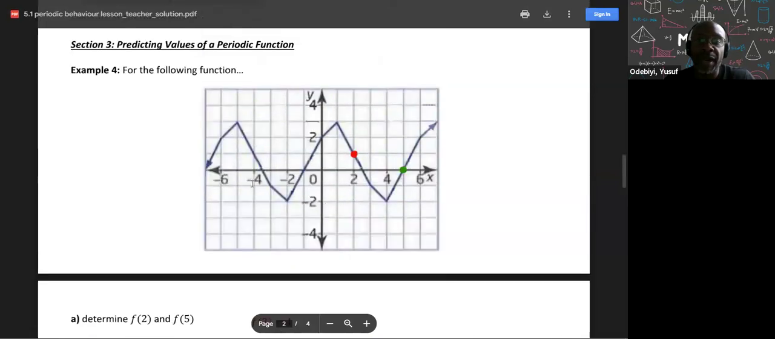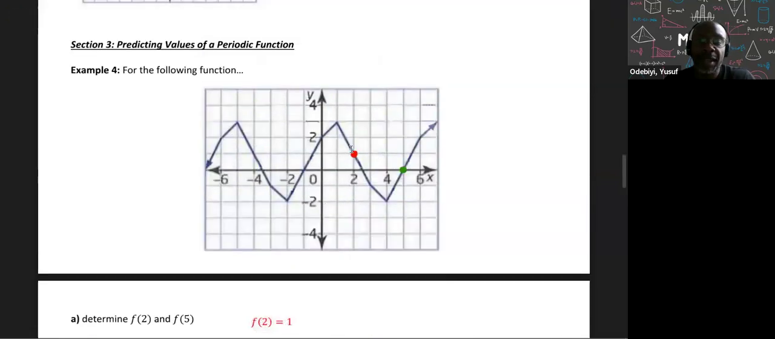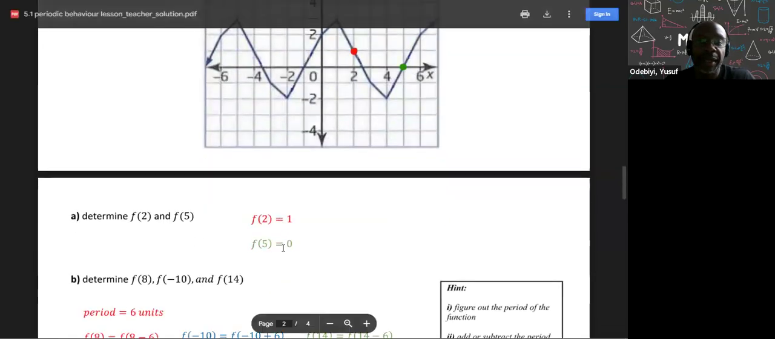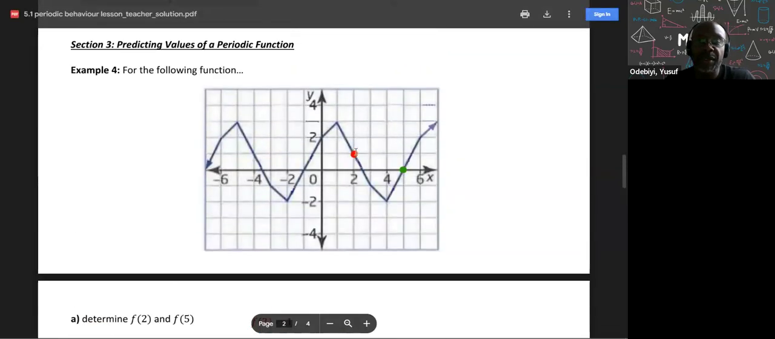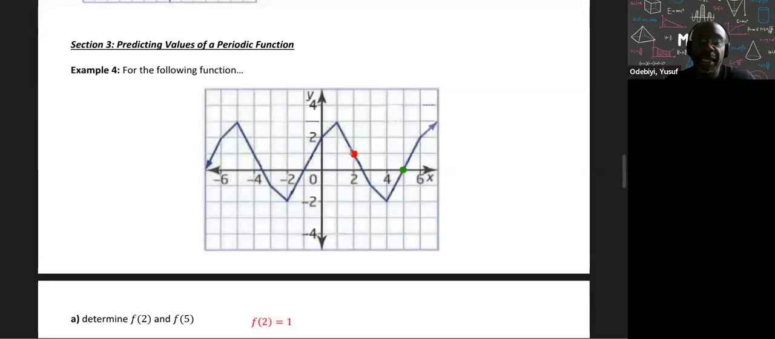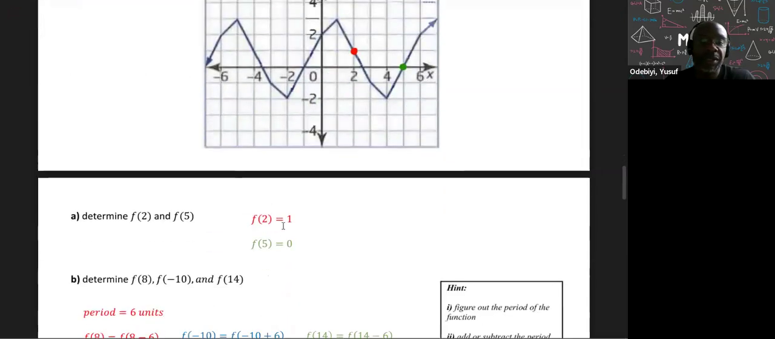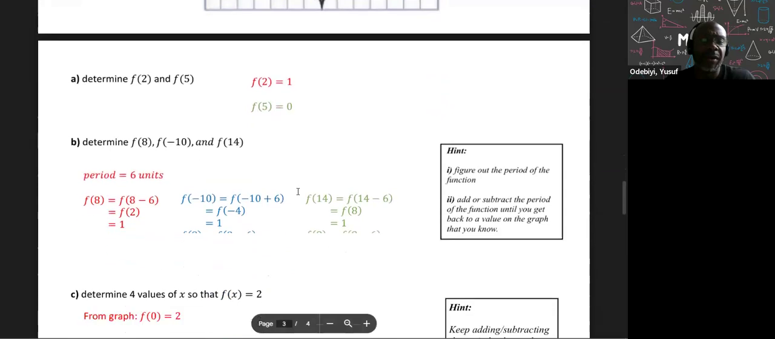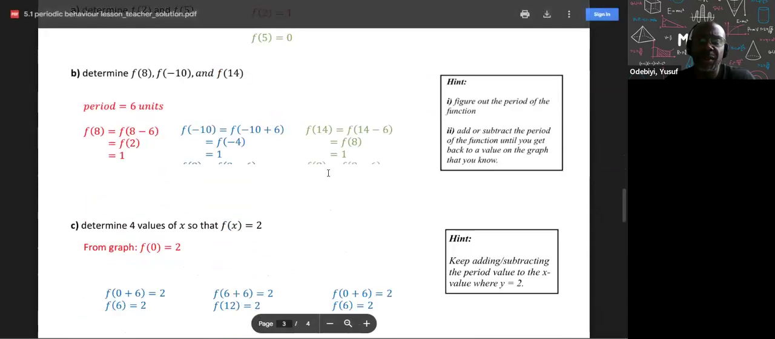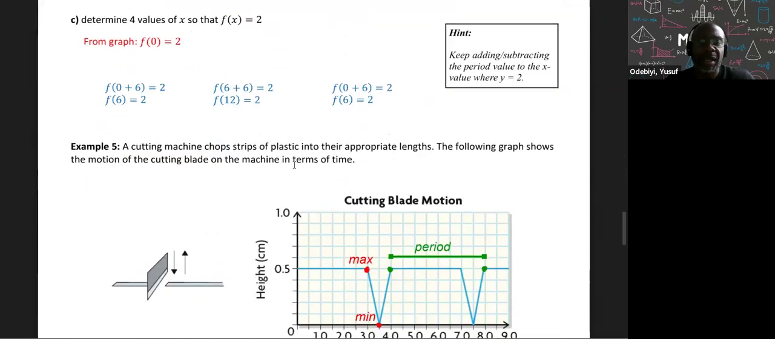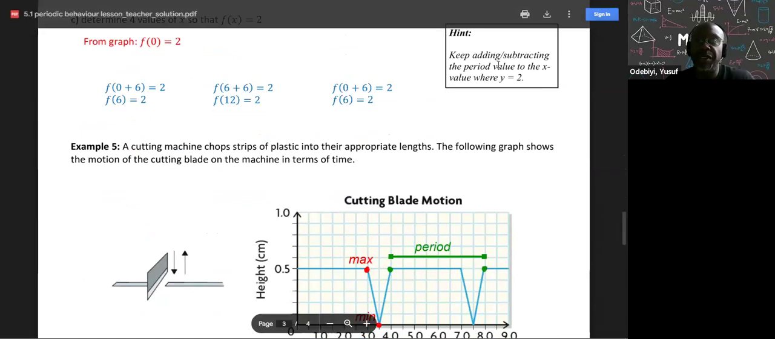Well, I'll have to just go on the graph and say, when x is 5, y looks like it's 0. Okay, there you go. When x is 2, y looks like it's 1. That's what you see there. So that's straightforward, right? We don't have to go into details of that. That's so easy, right? Let's look at, here's a problem question.